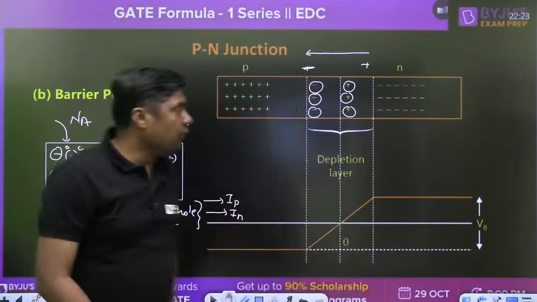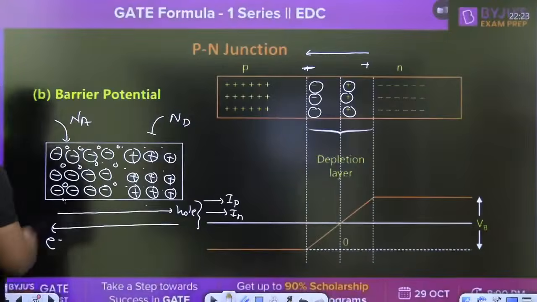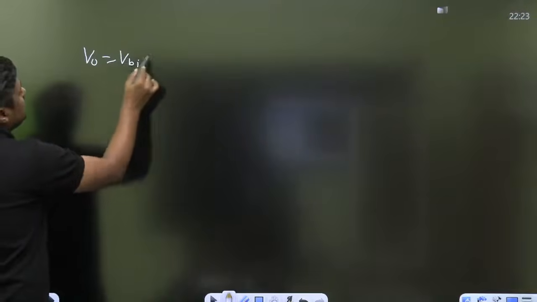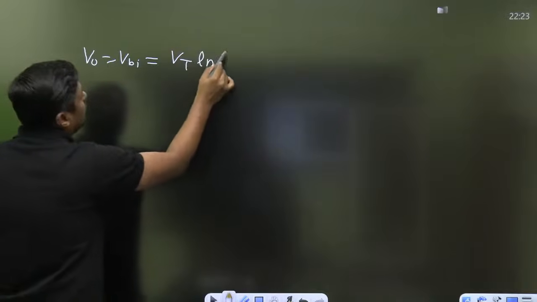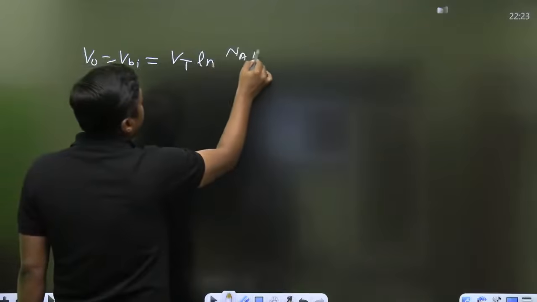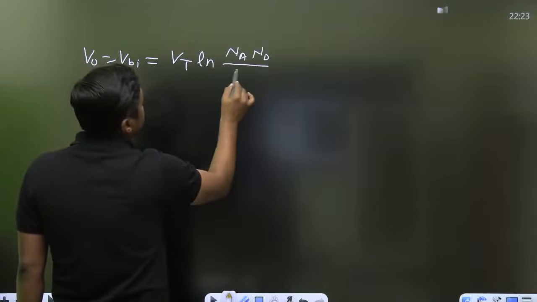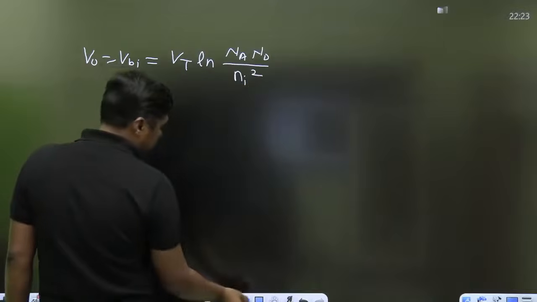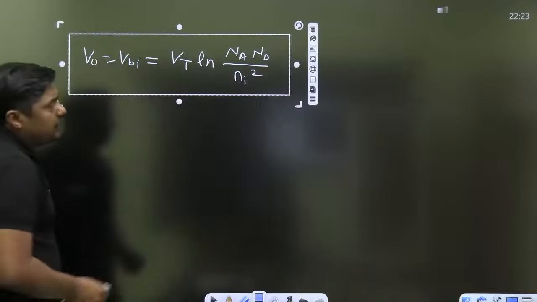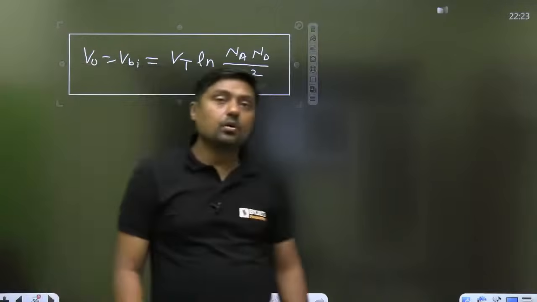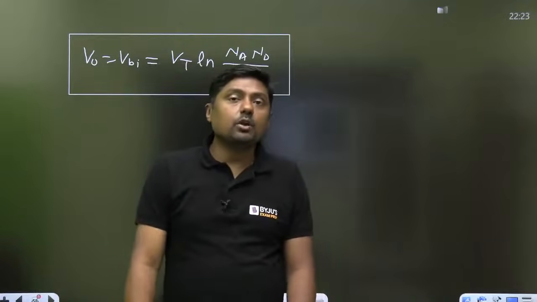So what is the formula for the built-in potential? V0 or VBI, that is given by Vt log of Na Nd by Ni square. This is the built-in potential. Okay, so remember that formula.